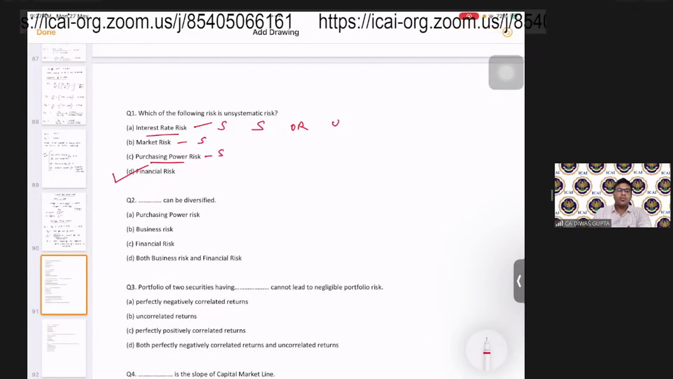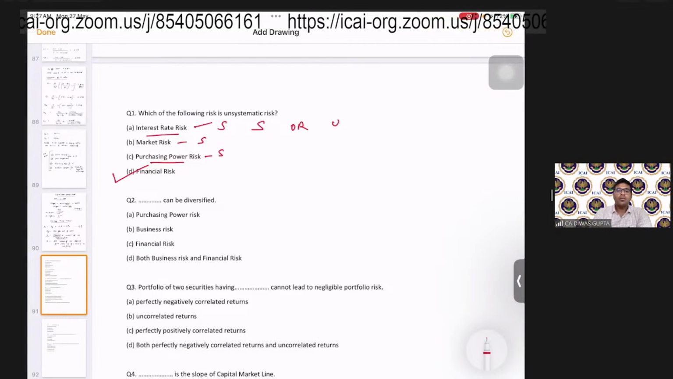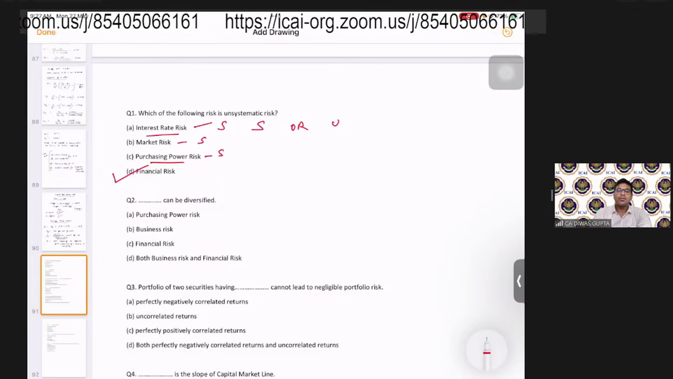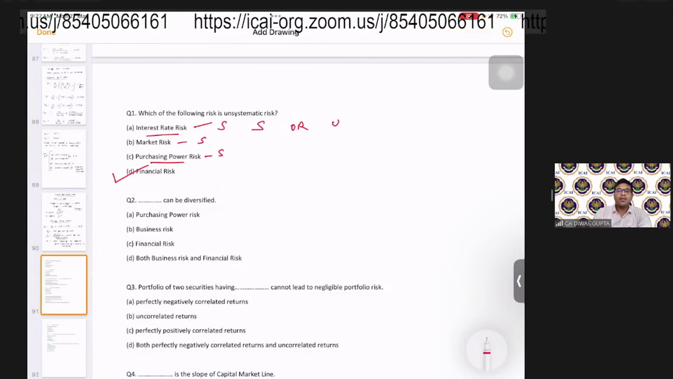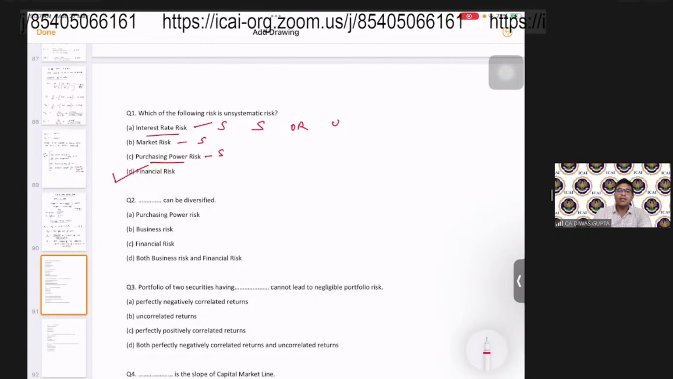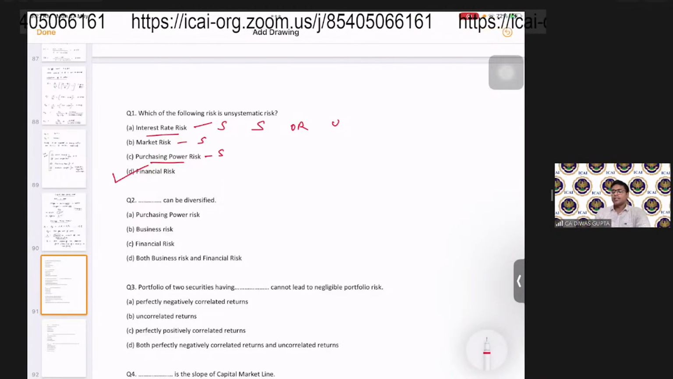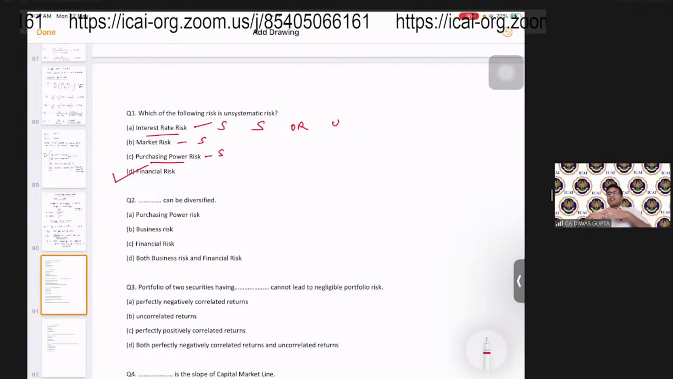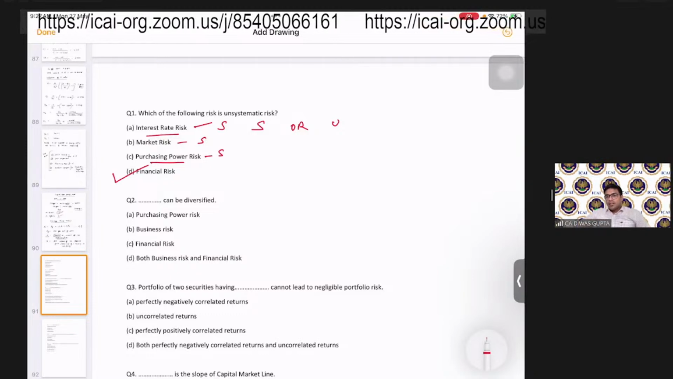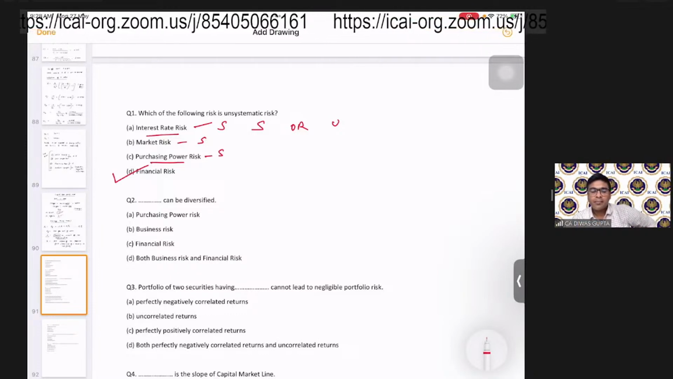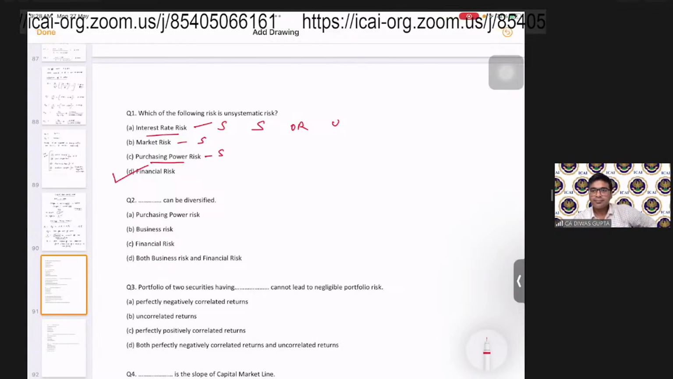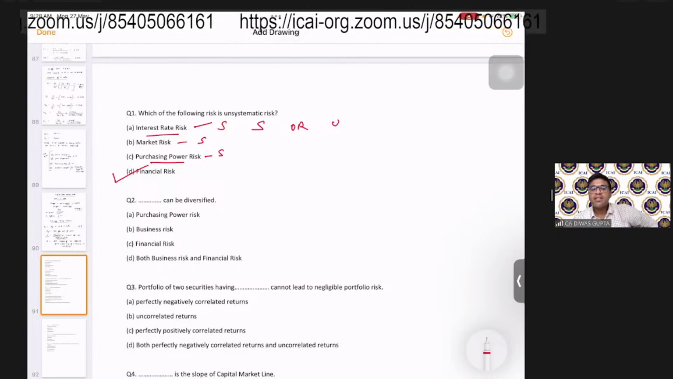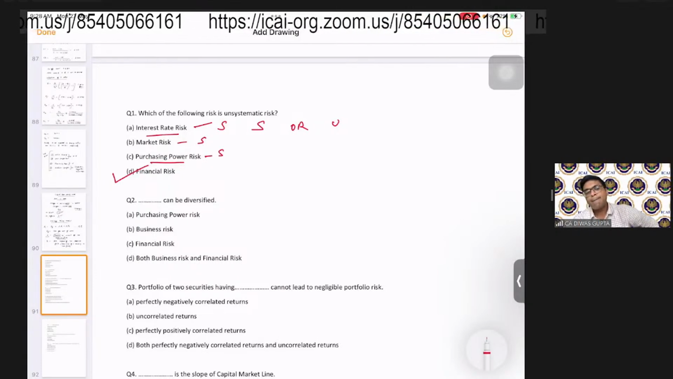Perfect. Abrikesh was saying S, that is also right. Now let's come to question number 2, students. Dash can be diversified. What can be diversified? First of all, what is your general answer? What can you diversify? Can you diversify systematic risk or unsystematic risk?